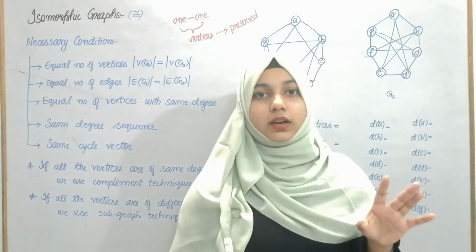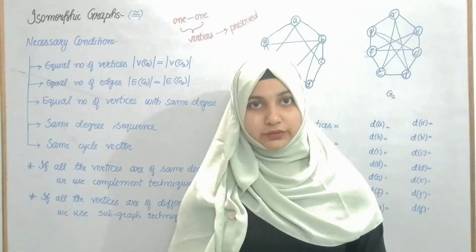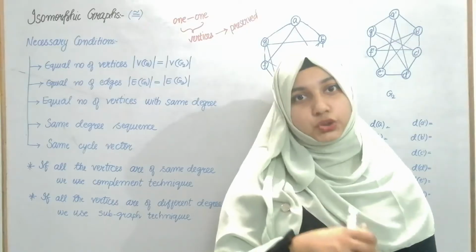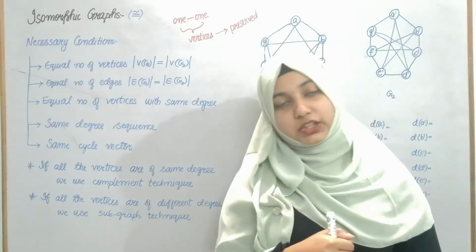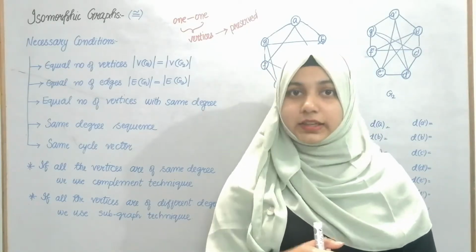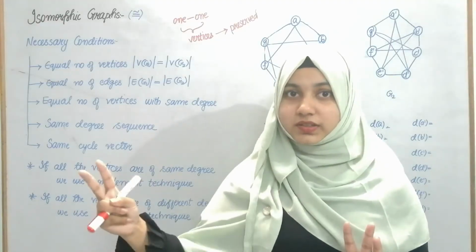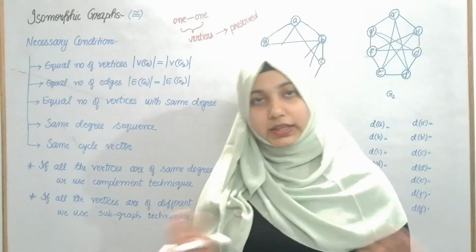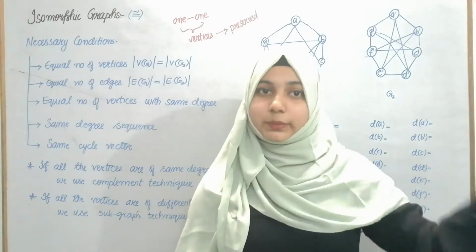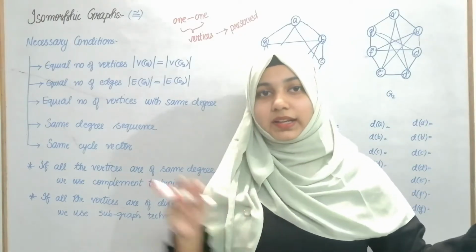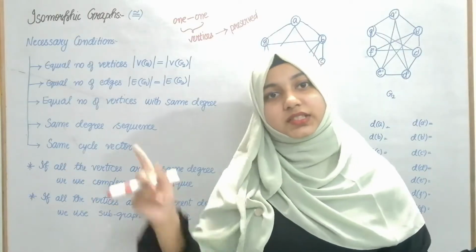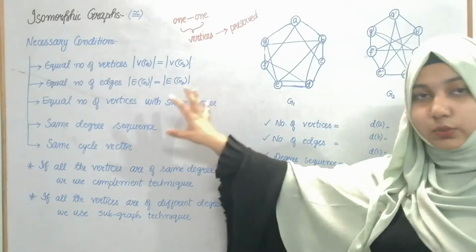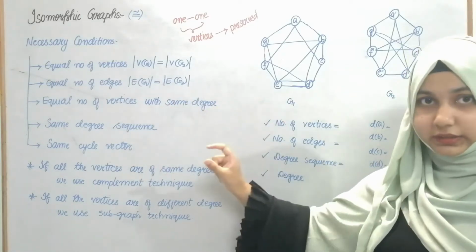Suppose you have got 4 vertices in each graph. Suppose in one graph two vertices have got degree 2 and the remaining two vertices have got degree 3. So the same thing should happen here. Two vertices should have degree 2 and two vertices should have degree 3. Getting? Equal number of vertices should be there. It shouldn't be that here there are 3 vertices with degree 1 and here suppose 2 vertices with degree 1, like that. Getting? This is done. Equal number of vertices with same degree.